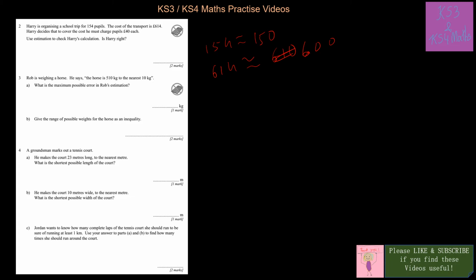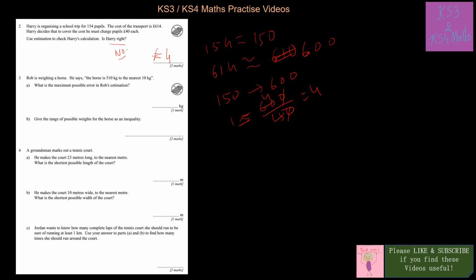So how much should he charge? For 154 pupils he's charging 614, or for 150 pupils the cost is 600. So for one pupil it would be 600 divided by 150, and that would give 4. So it should be £4. And is Harry right? No, he's charging too much. Okay, so that's the answer.